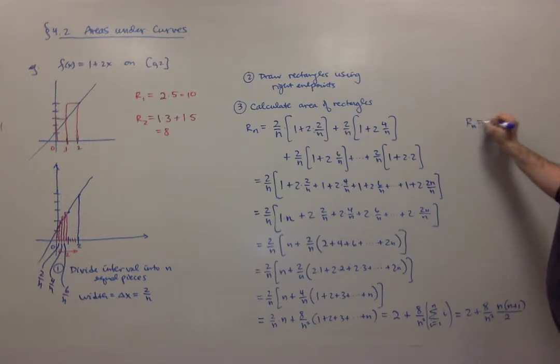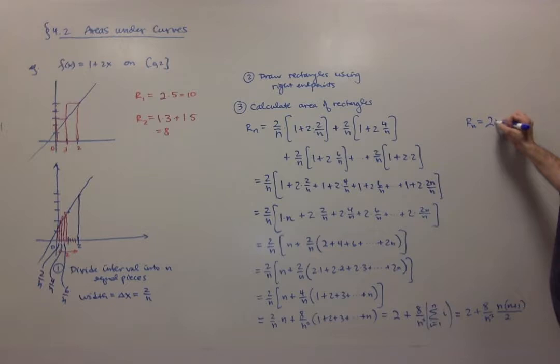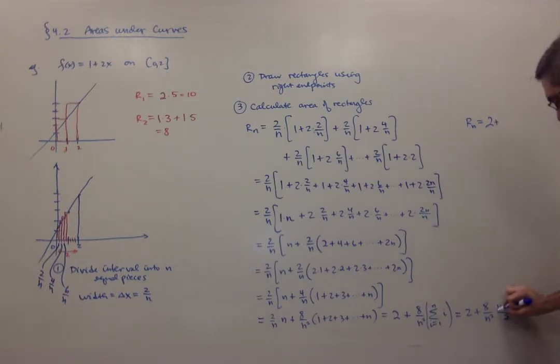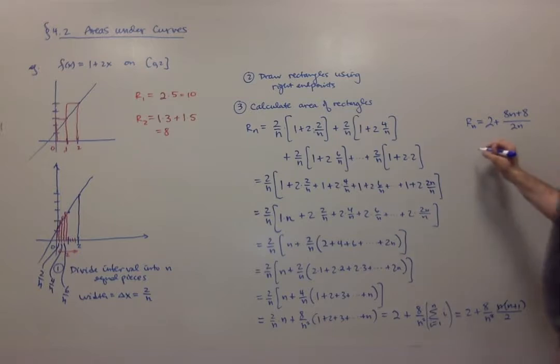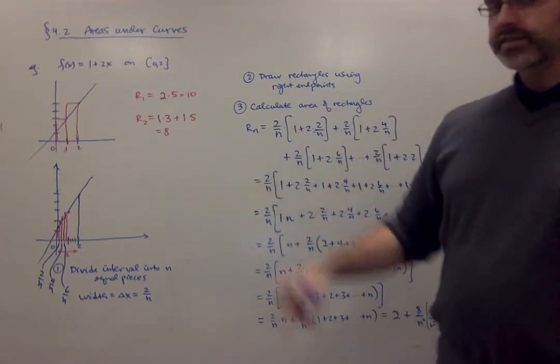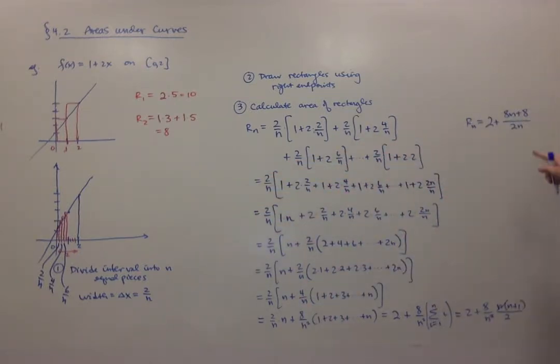Rn is 2 plus, if I cancel one of these n's, I have on the top 8n plus 8, and on the bottom 2n. Okay. So if I were to use, for instance, 100 rectangles, the area of those 100 rectangles would be 2 plus 808 over 200.